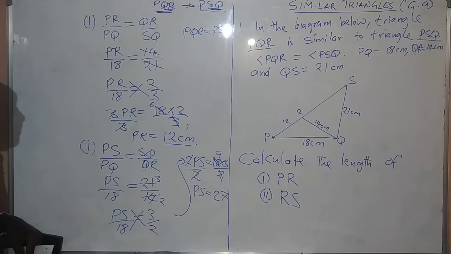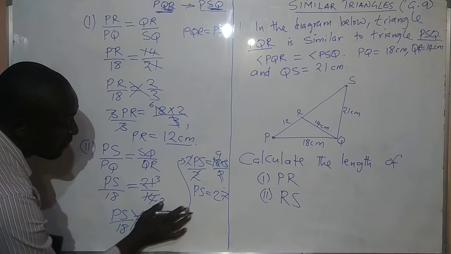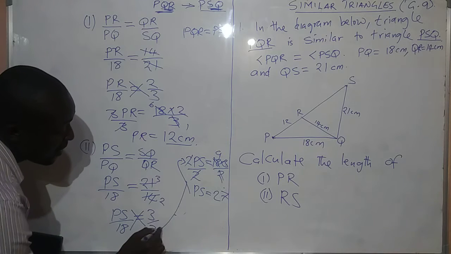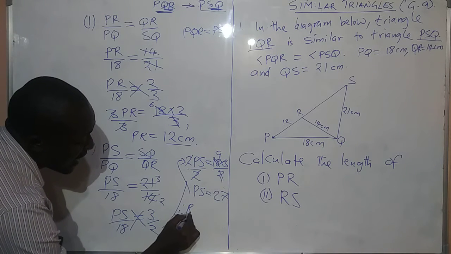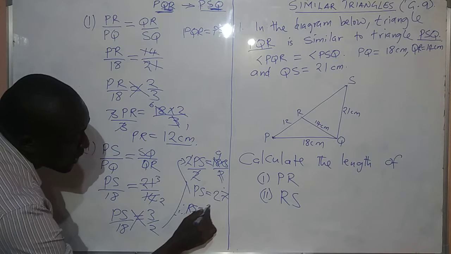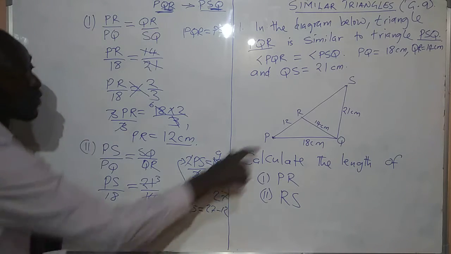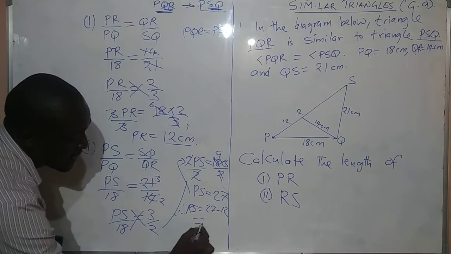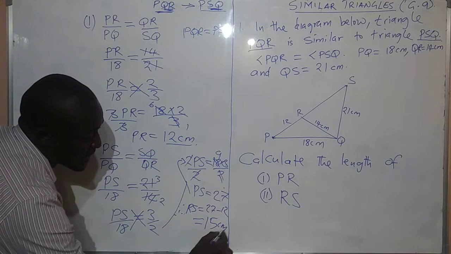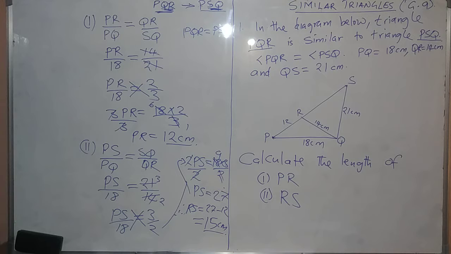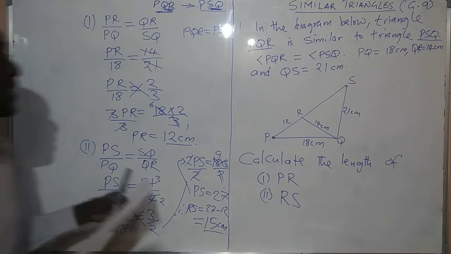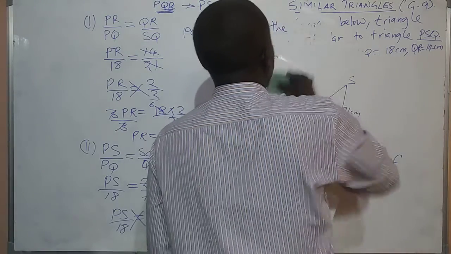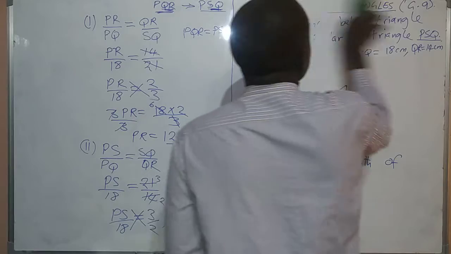Therefore our RS will be equal to 27 minus 12, the 12 for PR that we found. And this will give us 15 centimeters. So that is the solution for RS. So let's go to the next question, the next question on similar objects, question 2.